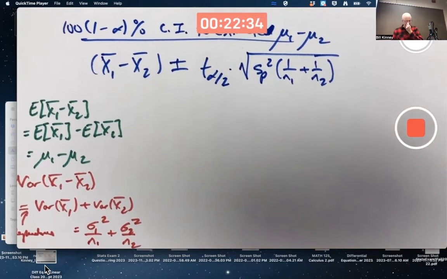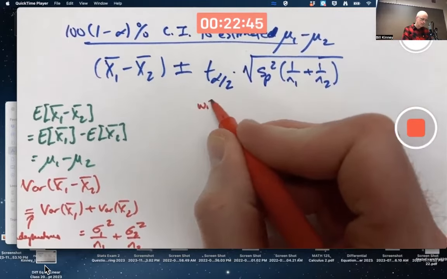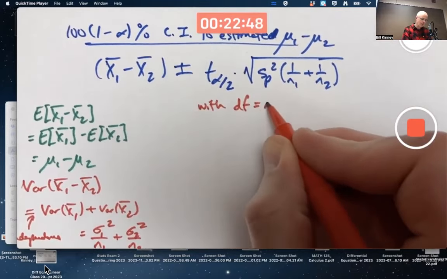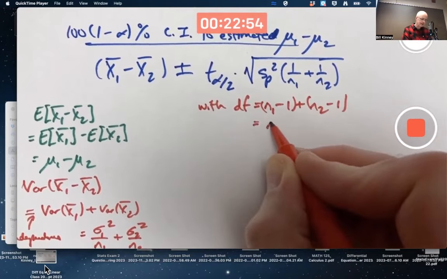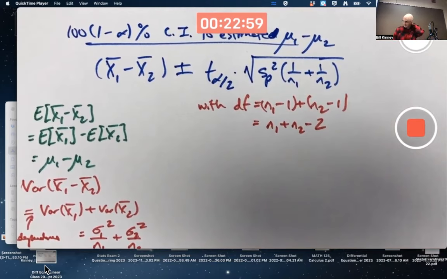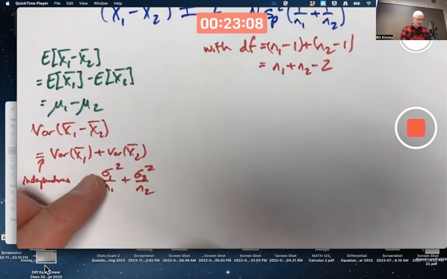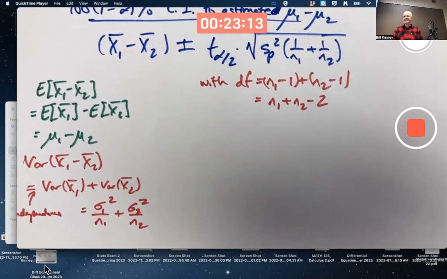The main benefit of doing this, the main benefit of pooling these two variances, is that the degrees of freedom you use is simpler. Degrees of freedom is going to be n1 minus 1 plus n2 minus 1, it turns out, which simplifies to n1 plus n2 minus 2. I'm not explaining why, that's just what it turns out to be. If you have good reason not to pool, you do end up replacing sigma 1 squared with s1 squared and sigma 2 squared with s2 squared, and the degrees of freedom becomes much more complicated.